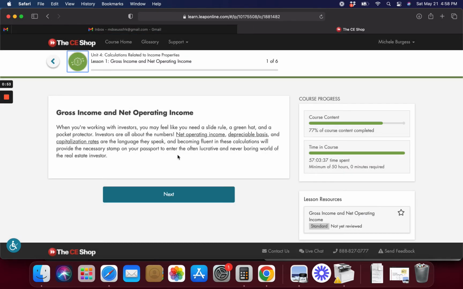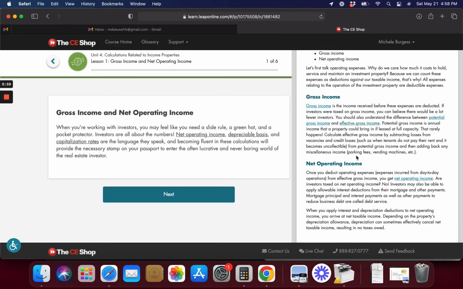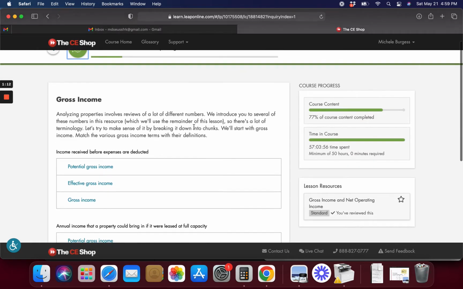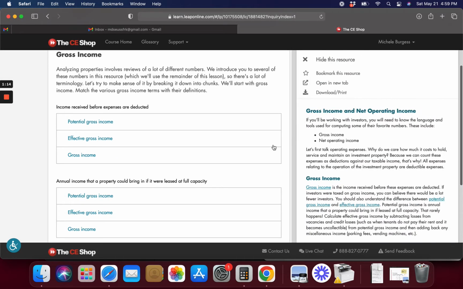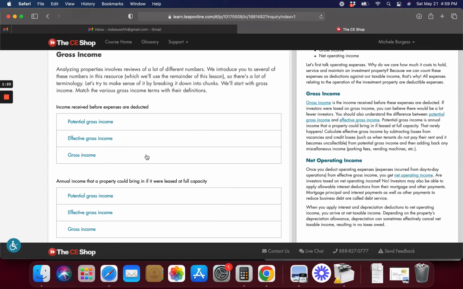All right, we have gross income and net operating income. Gross income is the income received before expenses are deducted. Net income is expenses occurred day to day from doing your operation. So, income received before expenses is gross.